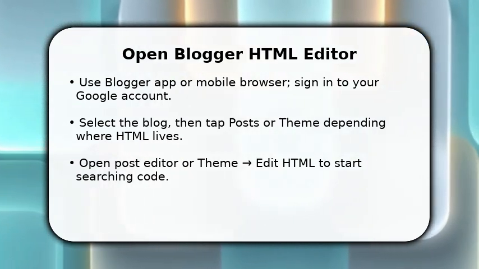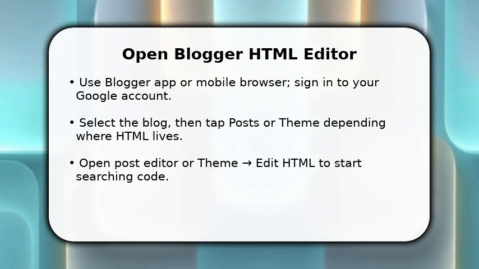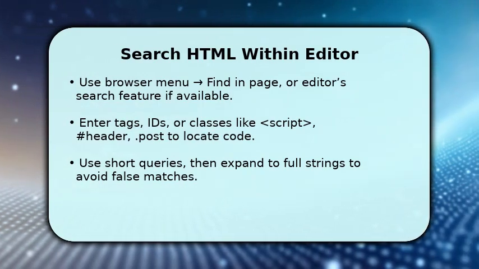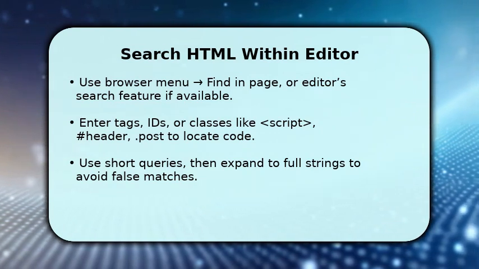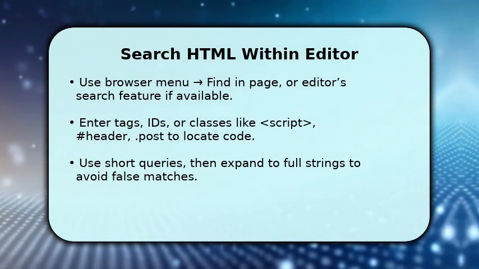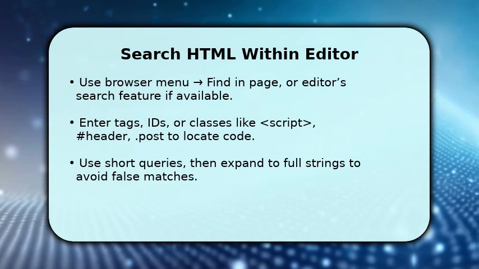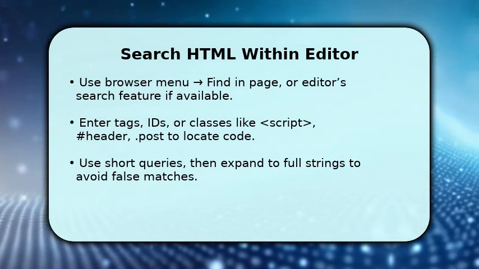Make sure to wait for the editor to load fully before proceeding so search will work reliably on mobile. Now that the HTML editor is open, use your mobile browser's menu and tap Find in Page. This is the fastest way on mobile. Type the tag, ID, or class you need, for example, script, #header, or .post, and review each match.